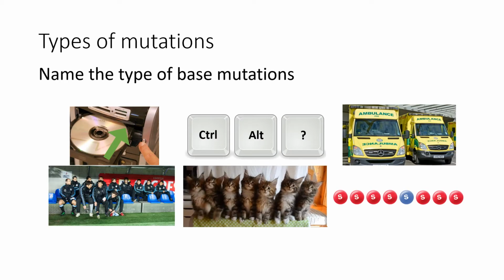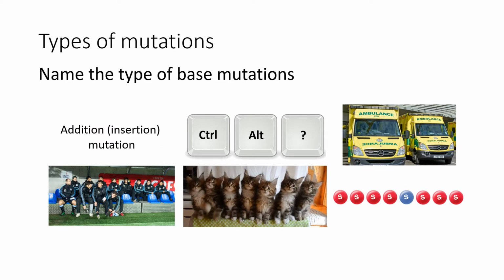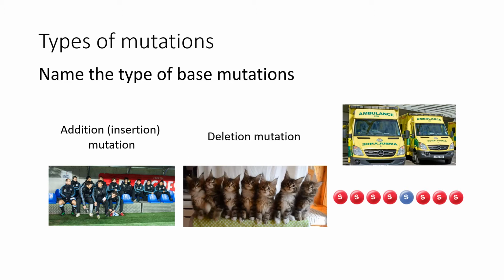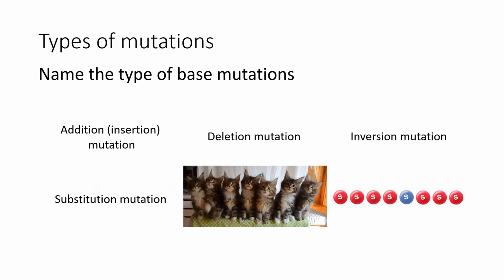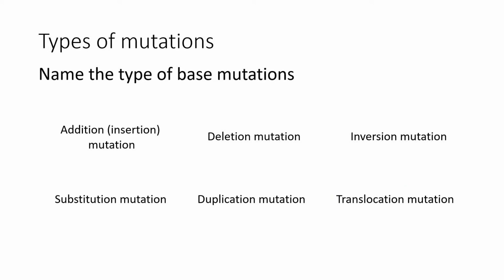If you've gone through the other presentation on mutations, then you should be familiar with these images, and the 6 types of mutations are addition. In old terms it would have been referred to as an insertion, but you need to use the term addition. We have a deletion mutation. We have what's called an inversion mutation, where we flip the sequence around. We have a substitution. We have a duplication, and of course we have a translocation mutation.